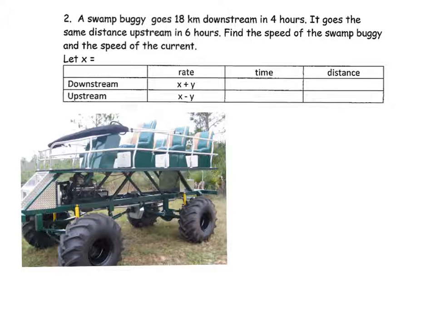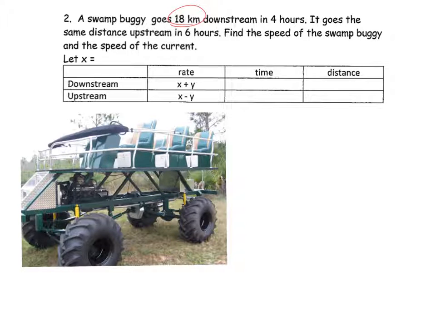A canoe has it. A rowboat has the arched bottom. You need that. This has no arched bottom, so this might have been a bad example to choose. But it can go 18 kilometers downstream in 4 hours. Write down the information, circle it, highlight it.